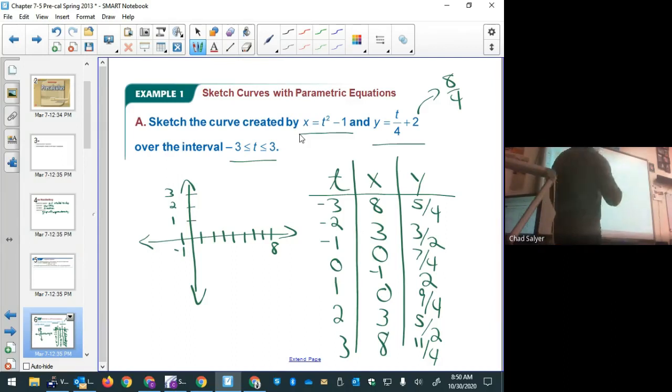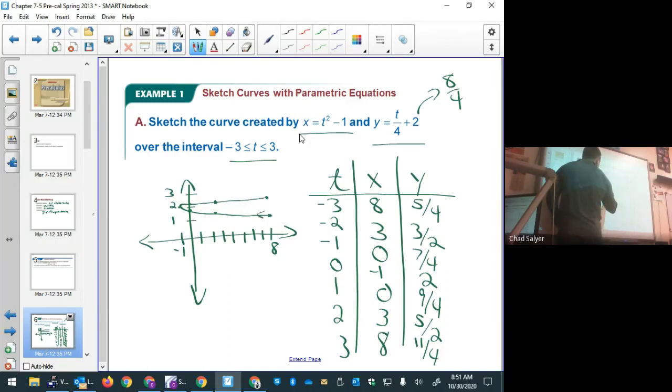Now we'll plot our points. First of all, 8 and 5 fourths. So that's something like this. And then 3 on the x and 1.5. 0 and 7 fourths, so real close to 2. -1 is at 2. And then back to 0, and we're at 9 fourths. Back to 3, and we're at 5 halves, which is 2.5. And then back out to 8, we're at 11 fourths, which is just less than 3. So if I graph this, it's going to look like so.